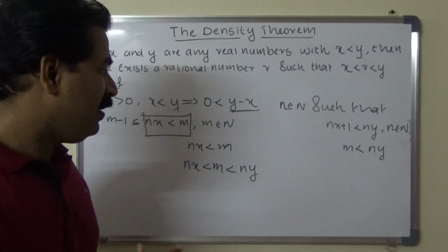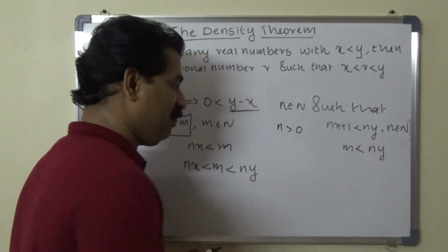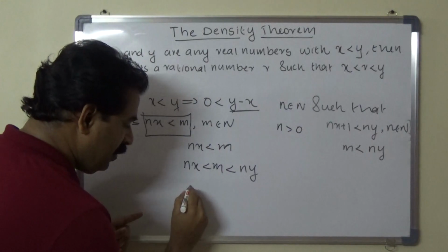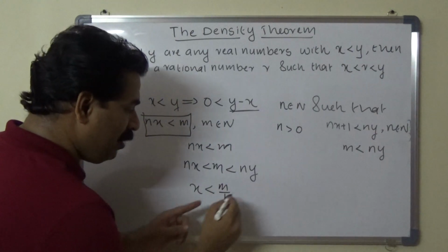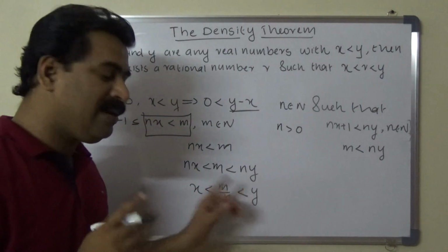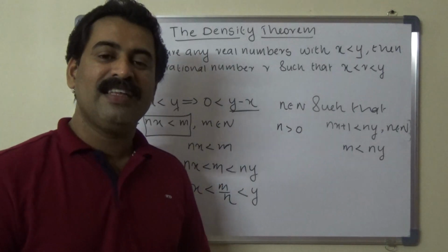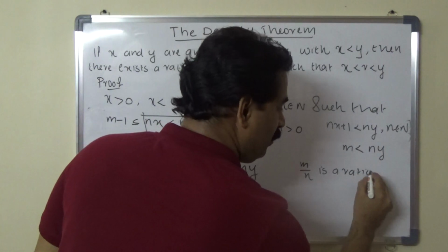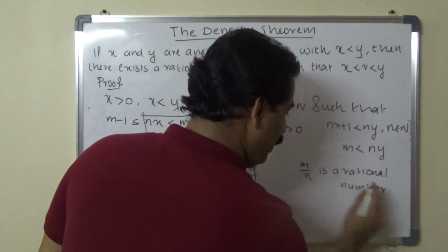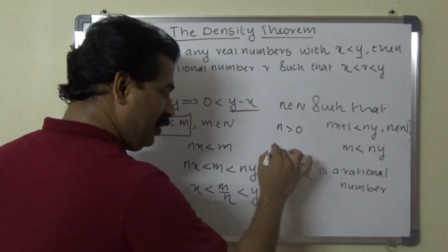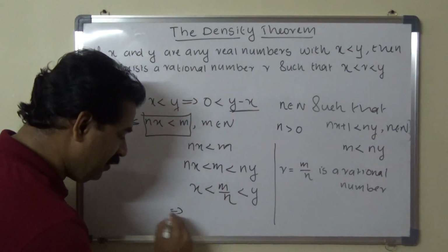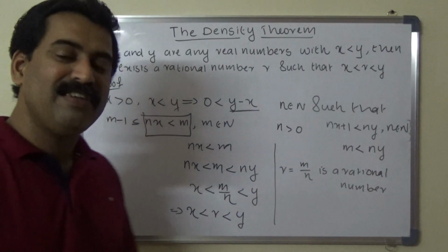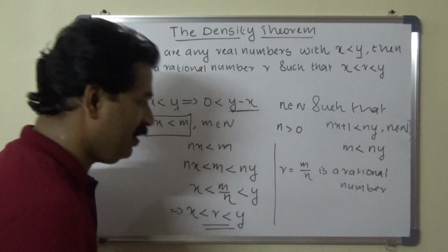Here n is a natural number, then we can write n is greater than 0. Next, we divide each term in this inequality by n. Then this becomes x is less than m by n and m by n is less than y. Here m, n are natural numbers, then m by n is a rational number. We denote it by small r. So this becomes x is less than r and r is less than y. That means r lies between x and y. Here r is a rational number.